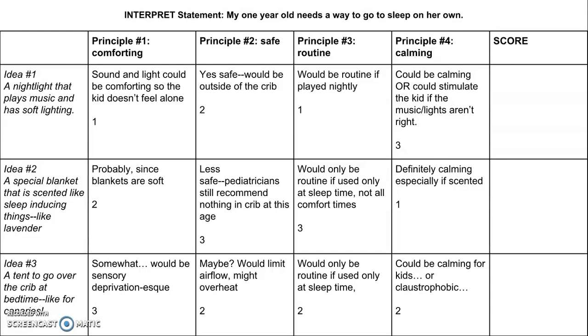Then for the fourth one, again, I would give most calming to be the blankie, second most calming to be the sensory deprivation tent, and third most calming to be the nightlight thing. Then you're going to score them, and you score them all the way across. So you add up everything, pretty basic math, gets you a number. This works like golf. The lower number is, in theory, the better number. So this decision matrix is telling me that the nightlight thing is the objectively best solution for the principles that I have identified are important.